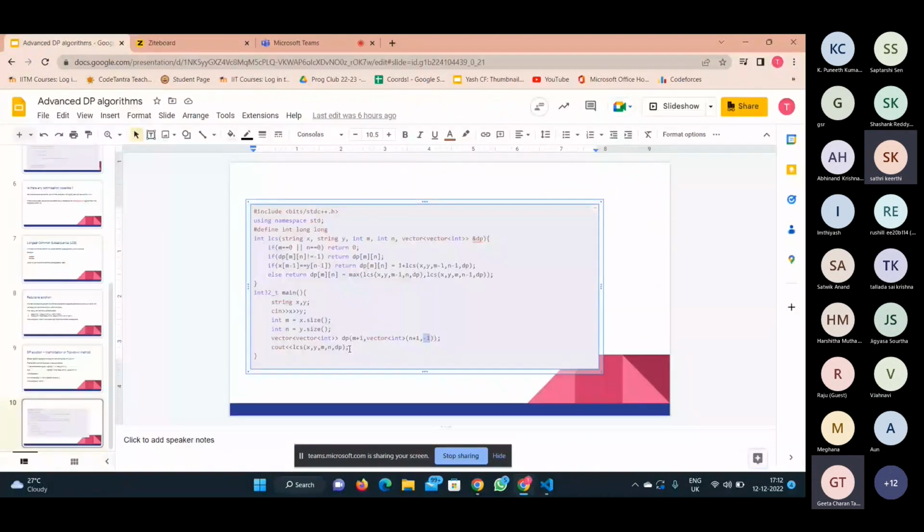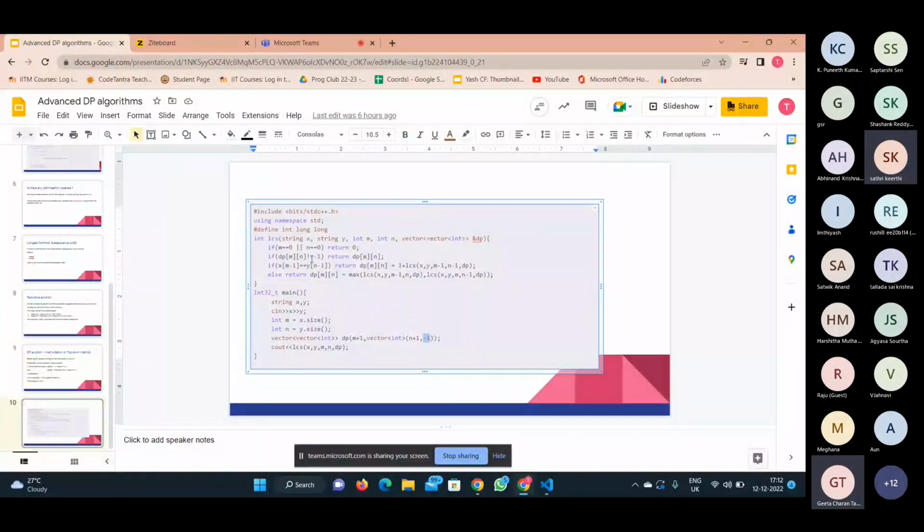So we see our LCS. Looking at the function LCS, string x, string y, m, n, and we pass the array dp. If m is equal to 0 or n is equal to 0, return 0, so that if there is no element in string x or string y, we return 0, because there is no common subsequence. If dp of m, n is not equal to -1, which means we already calculated the value, we just return dp of m, n. Else, if dp of m, n is equal to -1, that means we did not calculate it earlier.